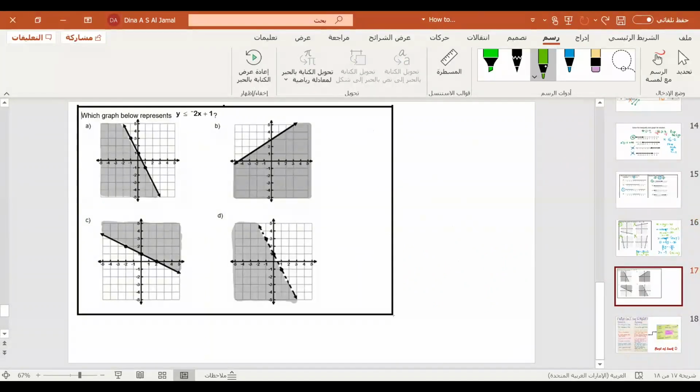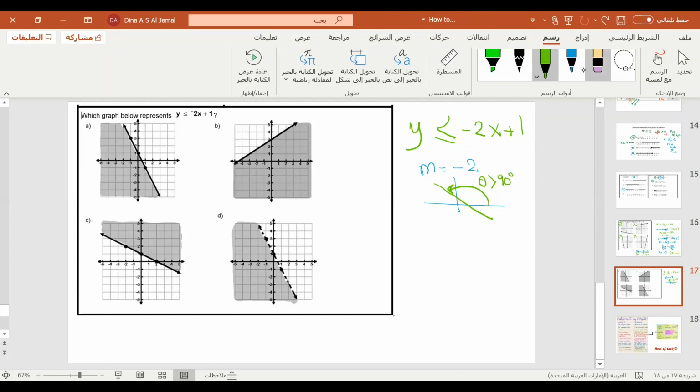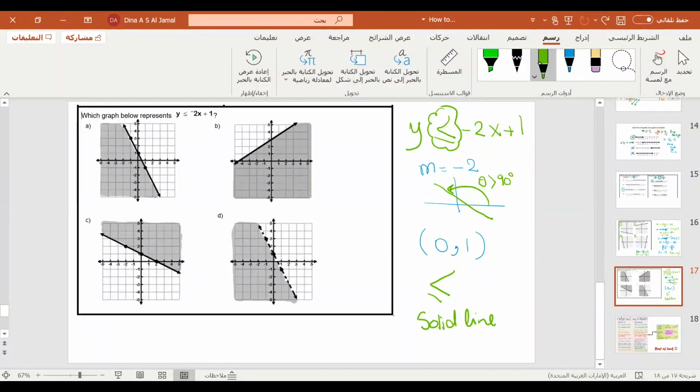Let's see this one. Which graph represents y less than or equal to -2x plus 1? So first of all, your slope is negative. That means you know that it will be making an obtuse angle with the x-axis, more than 90. So your theta or your angle will be more than 90. Other than this, you know that your y-intercept is 0 and 1, and it is less than or equal, that means solid line, and the shaded area will be below.